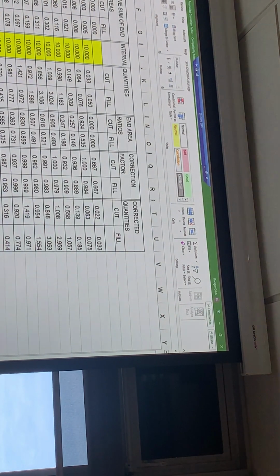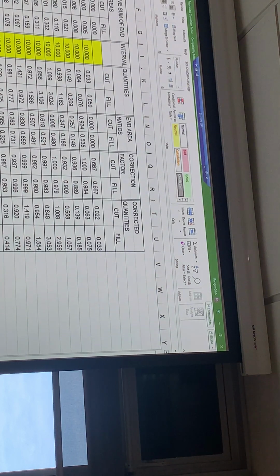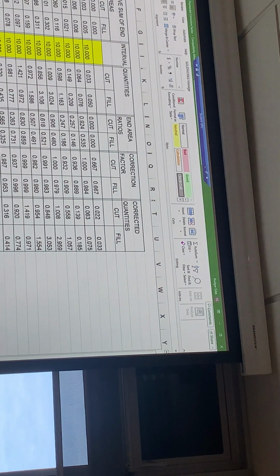The distance is accumulative, so that adds up all the time, all the way. The cut and fill are over there, so the left hand side is the fill, the right hand side is the cut. I just made some numbers up over there, right? It doesn't really matter, you understand what I mean. And the interval is these ones here.